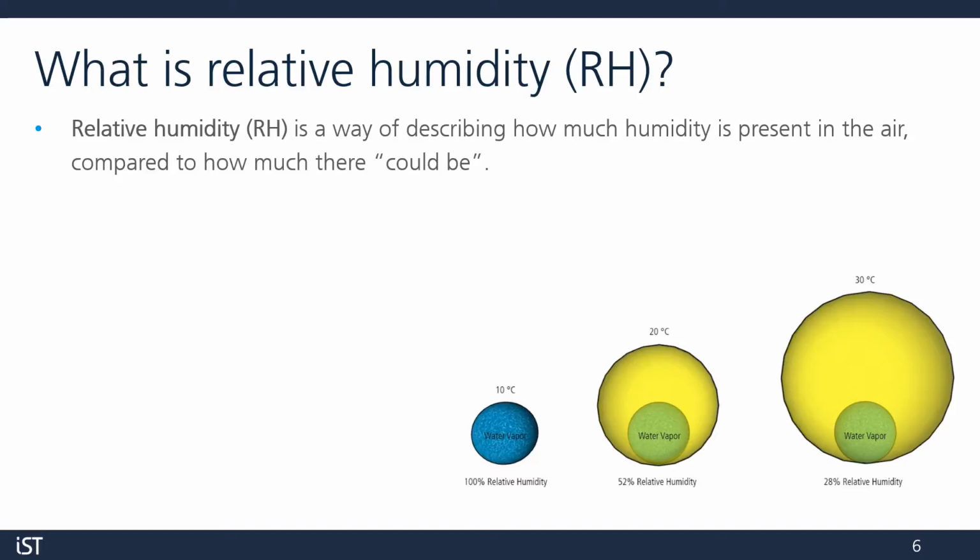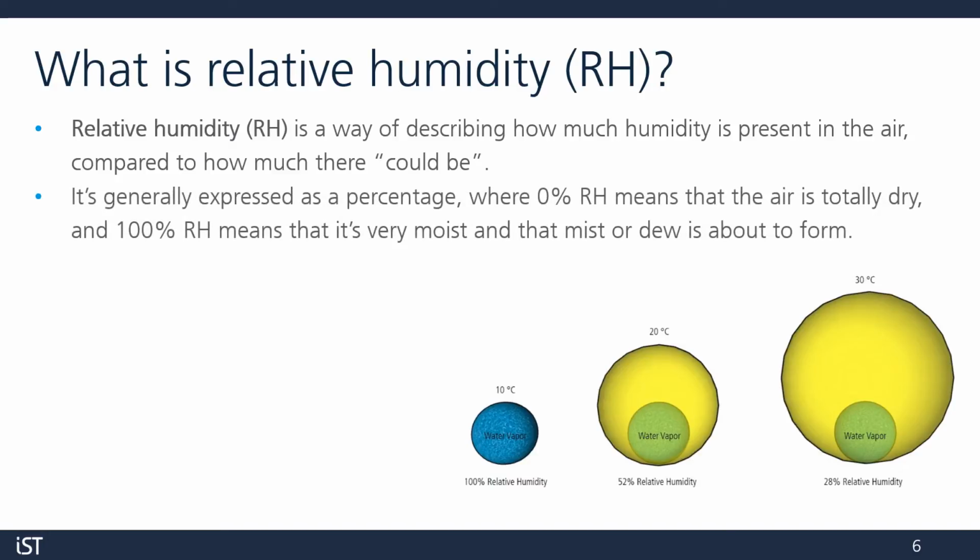Relative humidity is used to describe how much humidity is present in the air compared to how much there could be. We usually see it expressed as a percentage RH, where 0% represents totally dry air and 100% means the air is very moist and that mist or dew is about to form.